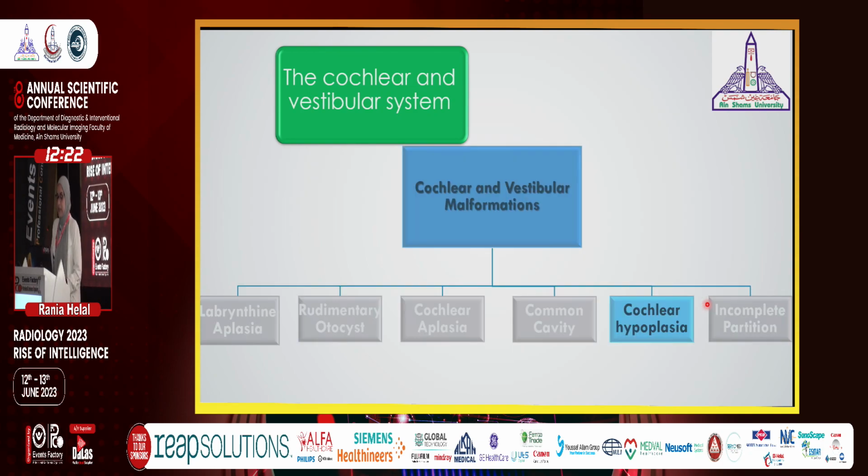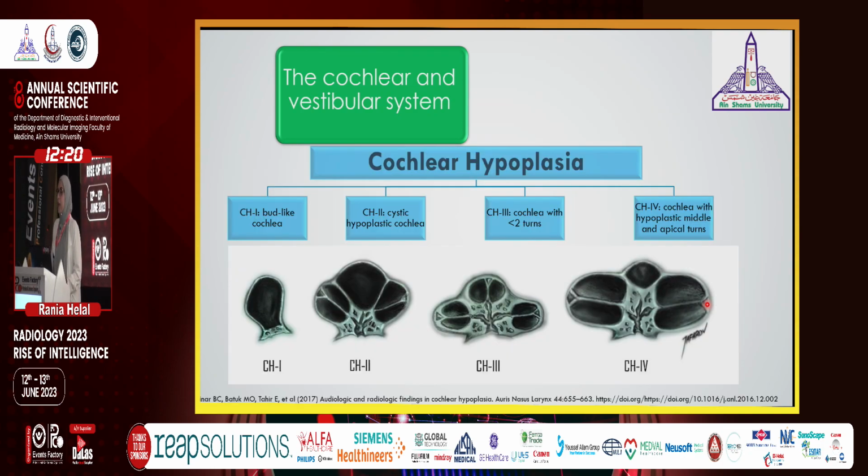Cochlear hypoplasia. Simply, this is a small cochlea. There are 4 types of this cochlear hypoplasia: type 1, type 2, type 3, and type 4. Type 1 is a bud-like cochlea, just small cysts arising from the internal auditory canal with no features. Type 2 is also a small cochlea, but having the external appearance of a cochlea. But it's also small in size and hypoplastic.